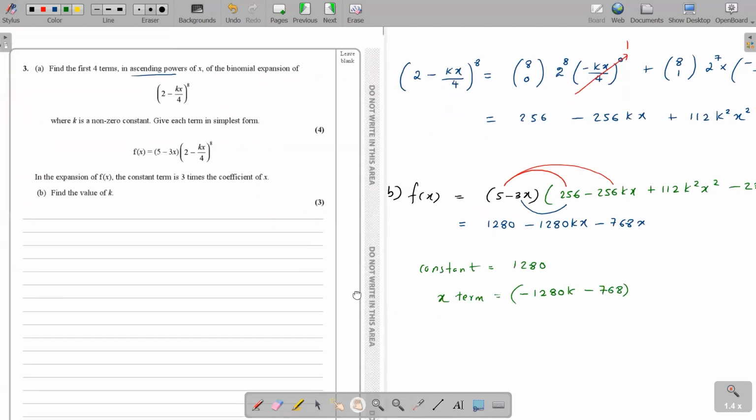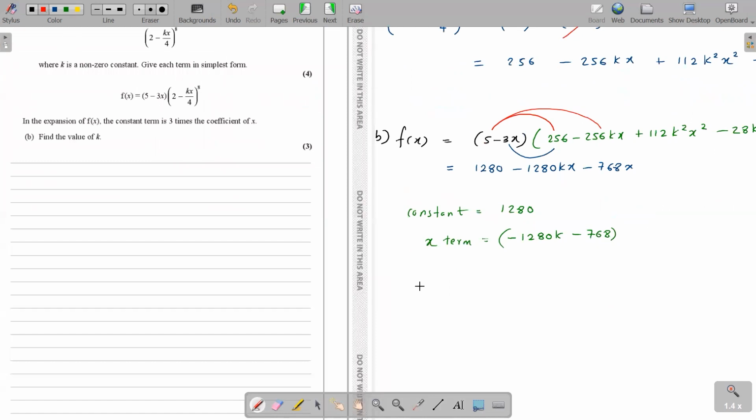Now, what do they say here? They say the constant is what? The constant is 3 times the coefficient of x. Do you see the way I built my equation? So the constant is, the equal mark, 3 times the coefficient of x. So constant is 1280 equals 3 times the coefficient of x, which is minus 1280k minus 768.